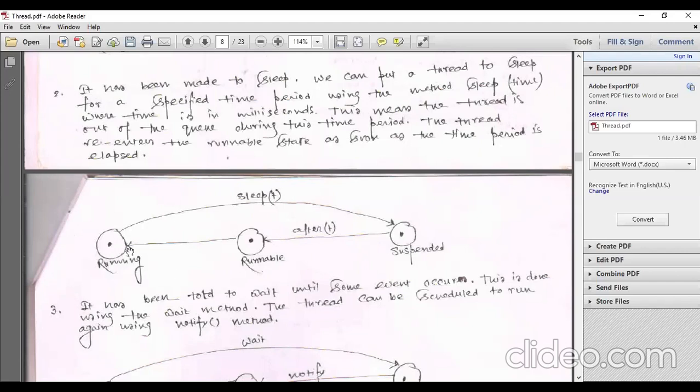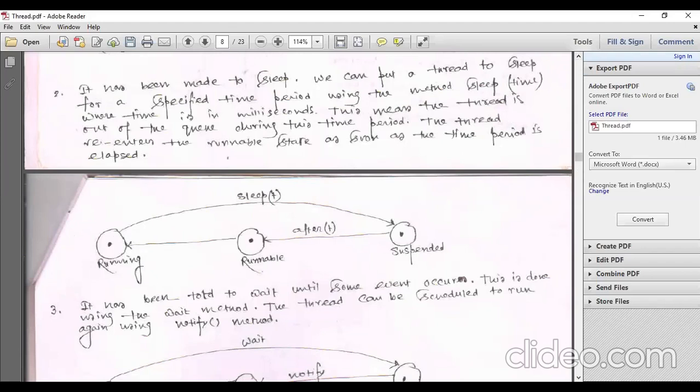Look, this is the thread where it is in running state. When it calls the sleep method with parameter t in milliseconds, the thread moves from running state to suspended state. Fine. And after t milliseconds, it automatically goes from suspended state to runnable state. And definitely when it is in runnable state in a queue, at some point of time it will get the processor. That means the thread is in running state. So the first situation is suspend and the corresponding method is resume.